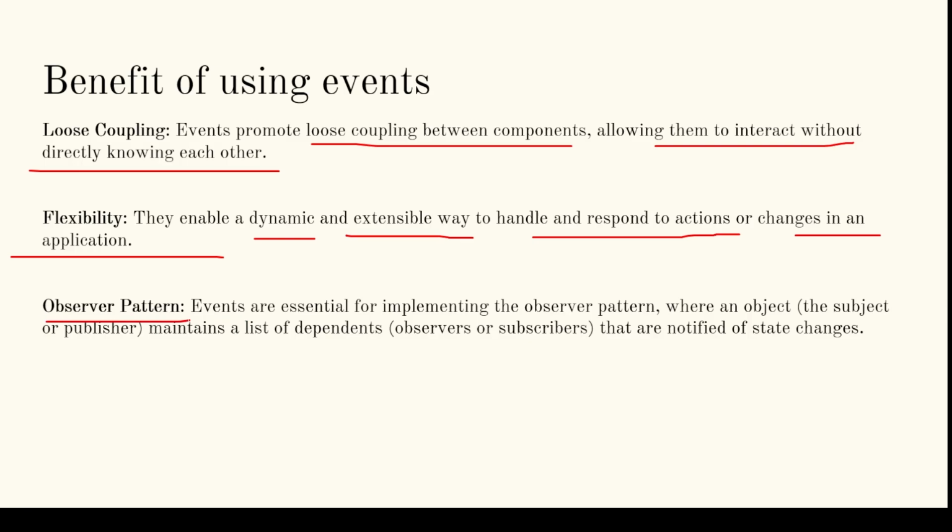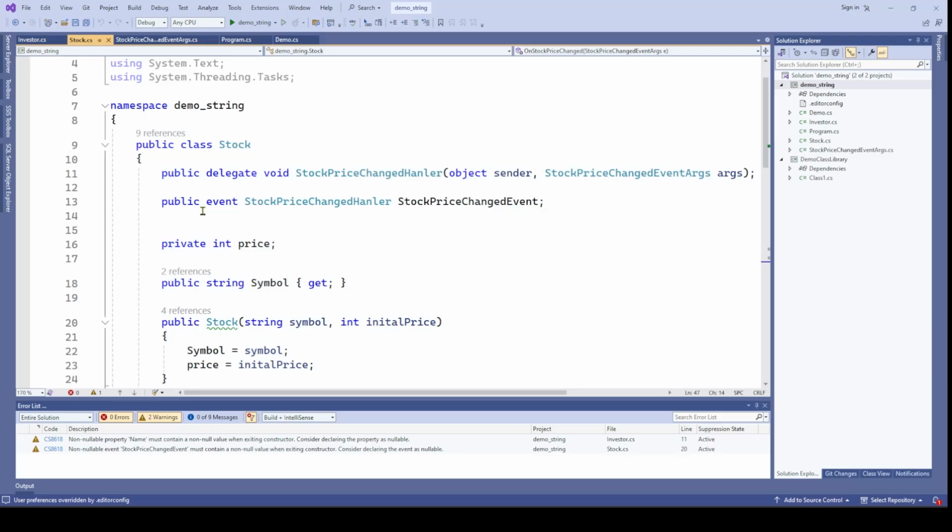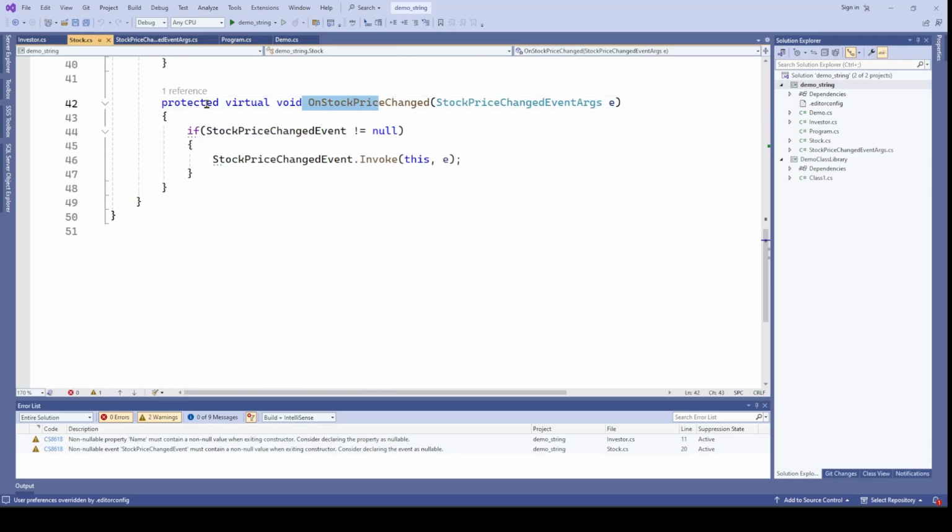The observer pattern is the same as the publisher-subscriber pattern. Here, events are essential for implementing the observer pattern, where an object, meaning the subject or the publisher, maintains a list of dependents that are notified of state changes. If you notice in this application, if I go to the stock class, this delegate will maintain a list of subscribers which are currently subscribed to this event. And based on this list only, it will invoke the particular subscriber's event.